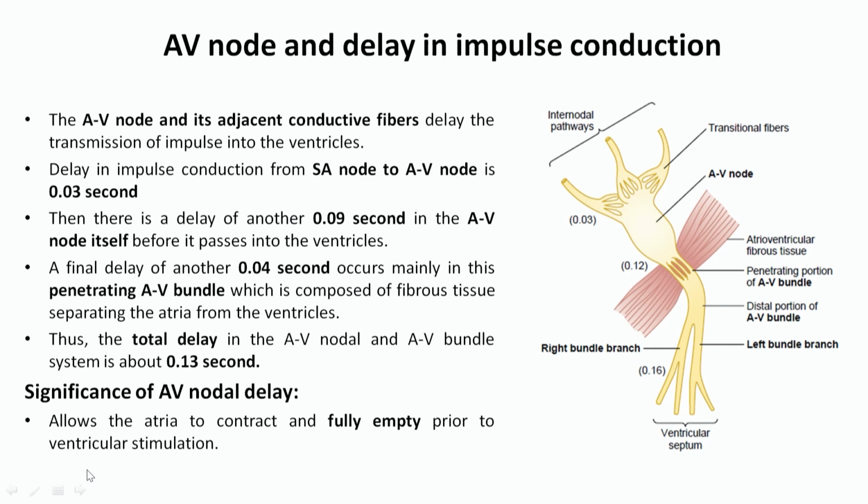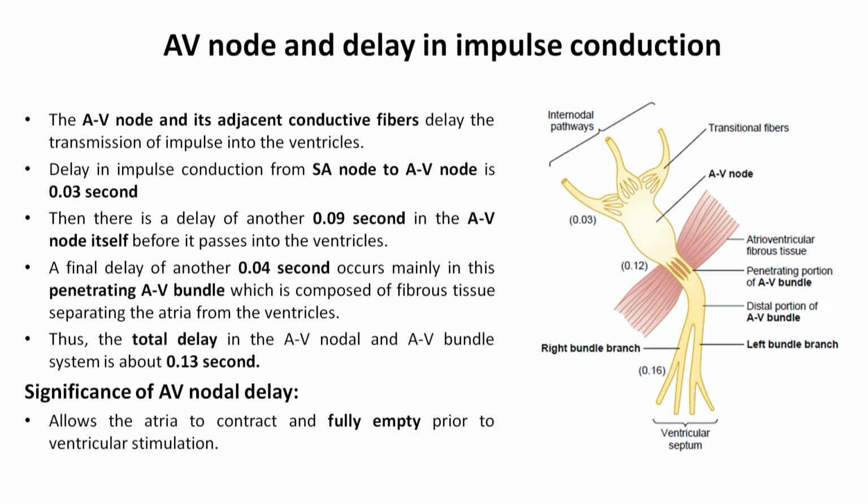Then, AV nodal delay and its impulse conduction. How does the AV node help in delaying the impulse conduction? The AV node and its adjacent conductive fibers delay the transmission of the impulse into the ventricle. Earlier I also told you that the main purpose of the AV node is to delay the impulse. Why are they delaying the impulse? Because they are giving sufficient time for the atria and the ventricle to contract.